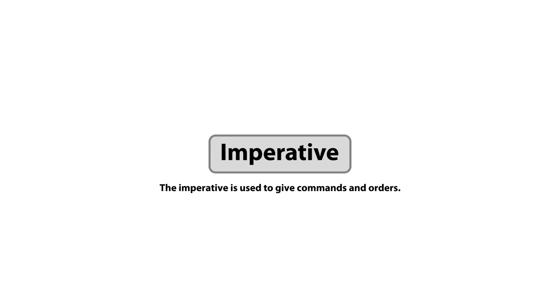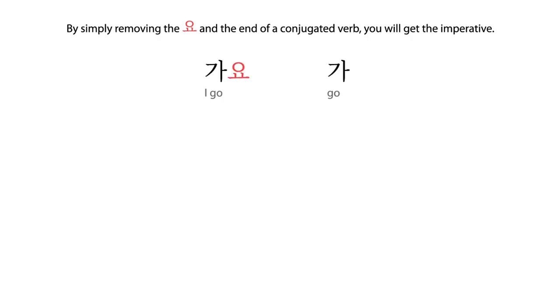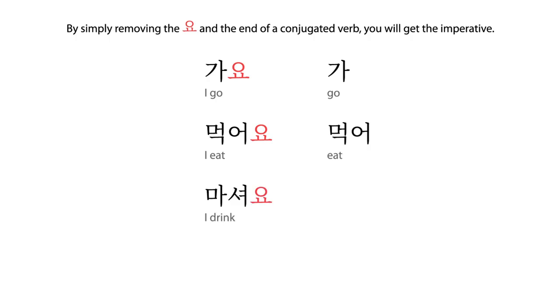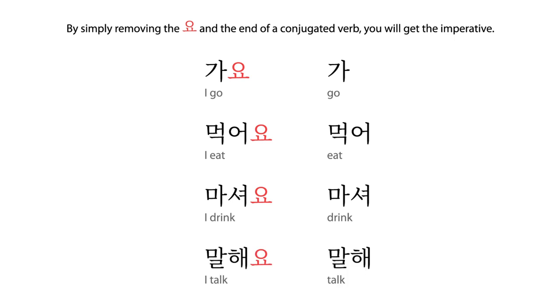Imperative. By simply removing the 요 at the end of a conjugated verb, you will get the imperative. 가요, 가. 먹어요, 먹어. 마셔요, 마셔. 말해요, 말해.